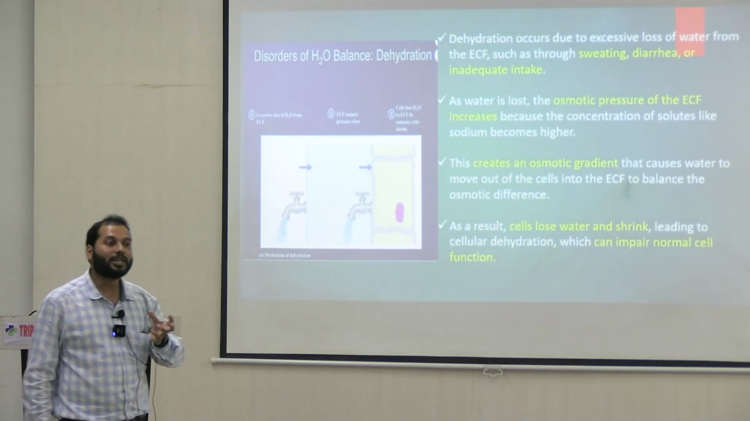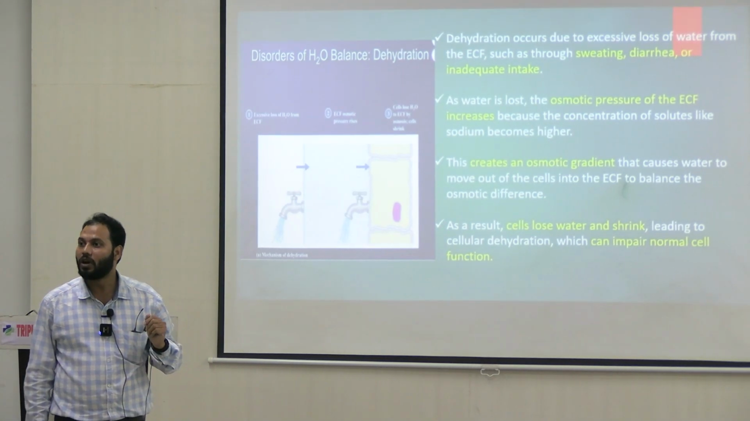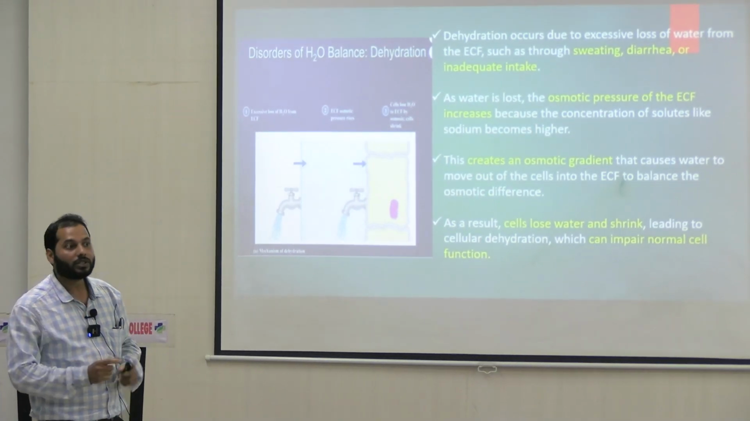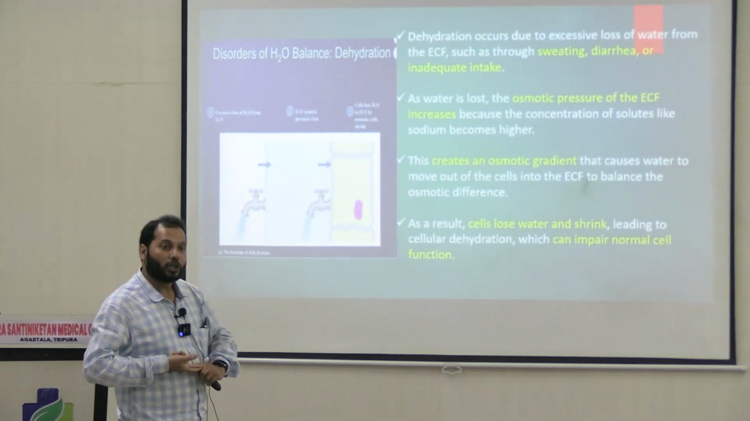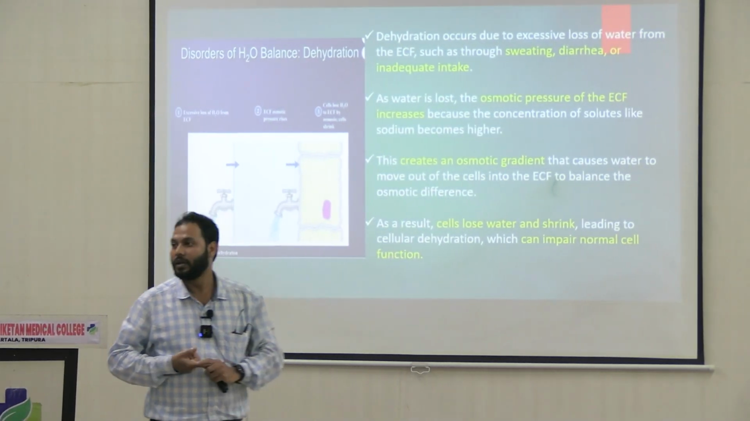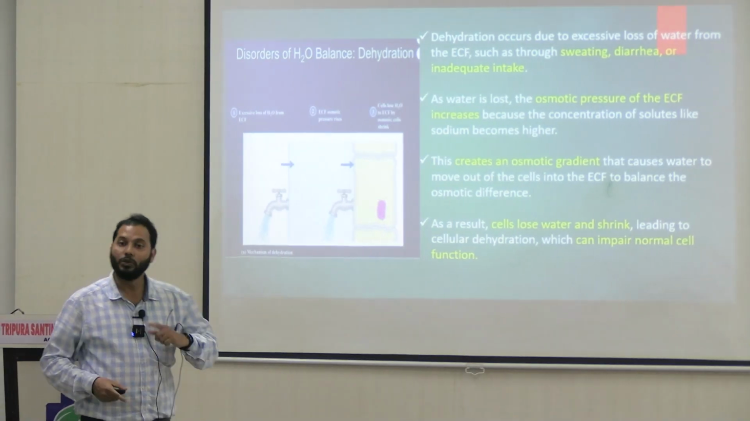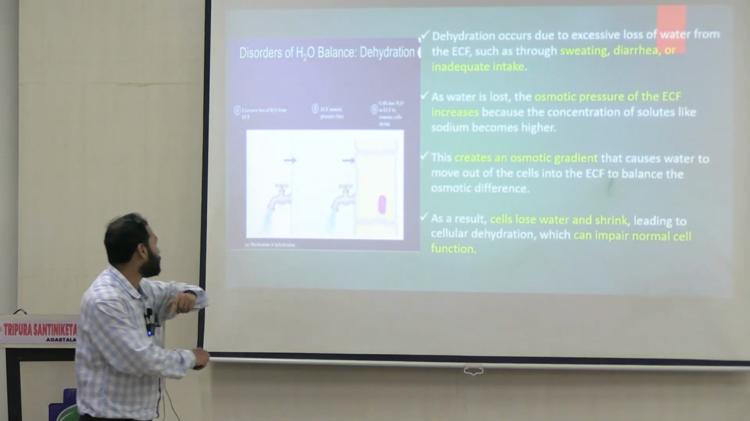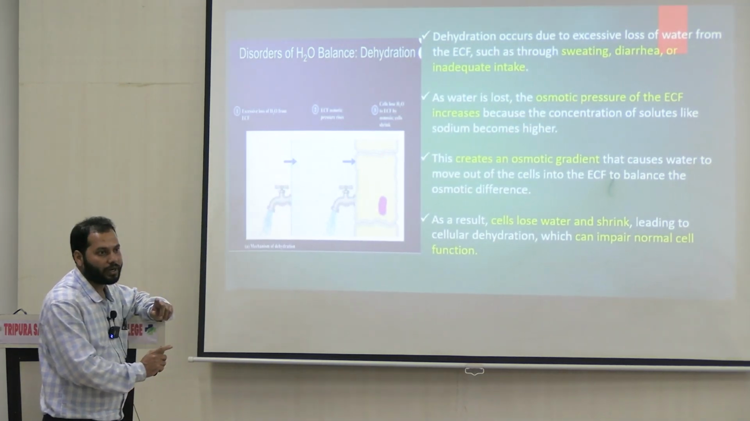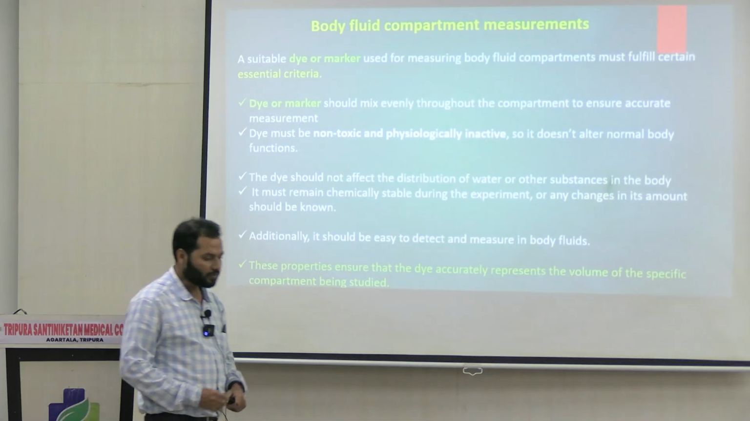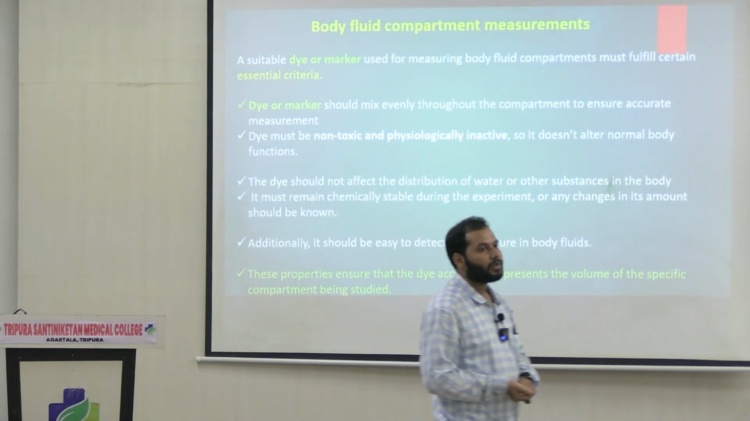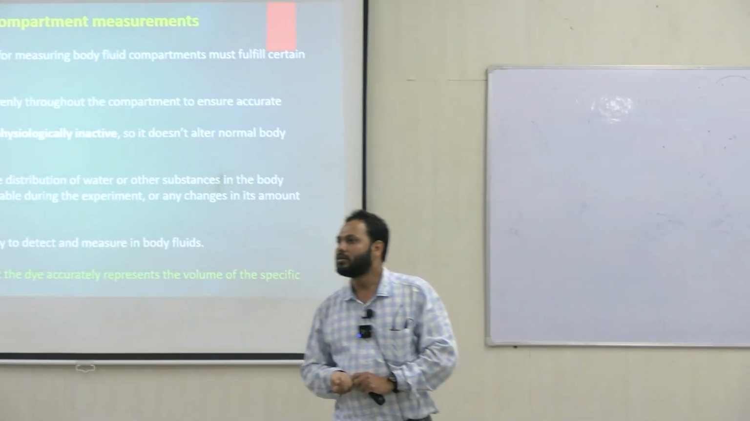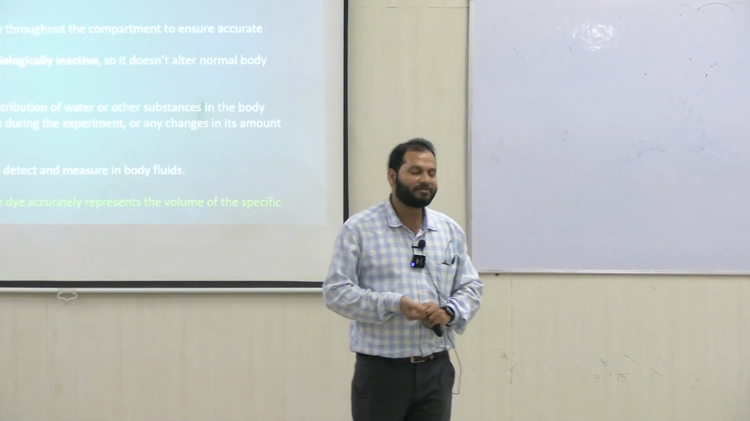So there is shrinkage of the cells due to dehydration or due to disorders of water balance. The most important mechanism is the change in the concentration of solute in extracellular fluid. Due to that change of osmolarity, the water molecules move from inside to the outside, right? Now, the measurement of extracellular fluid or the fluid compartments is very vital.